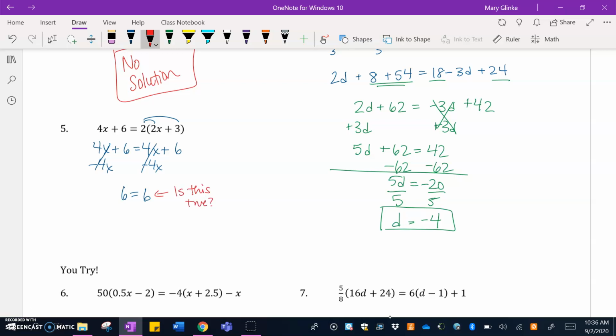For this case, 6 equals 6. So we have no variables. We only have a statement, 6 equals 6. That's true. So when that happens, that's going to be infinitely many solutions.